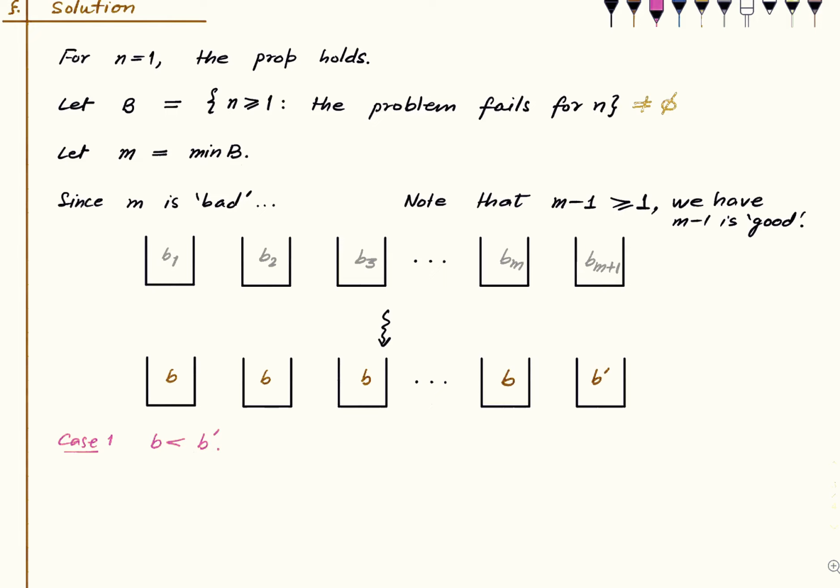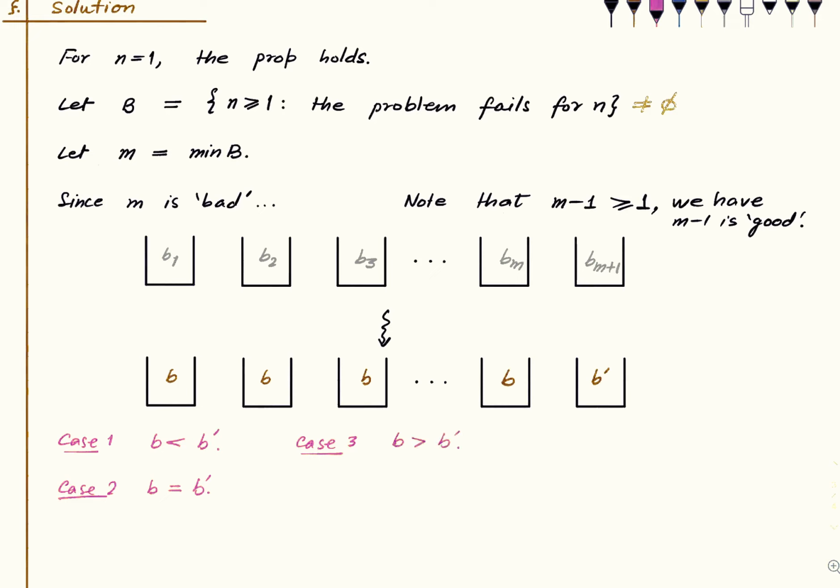The even more favorable case is b is equal to b prime. We just stop and report that m is actually not bad because we are able to get an equitable configuration, and so we stop immediately here and get a contradiction because m was supposed to be bad, and this was a bad configuration. And case 3 is when b is strictly greater than b prime.